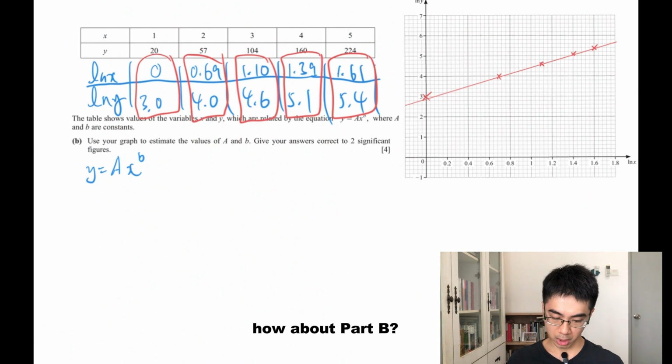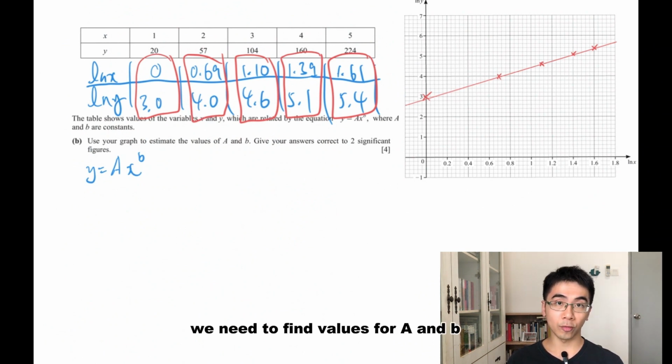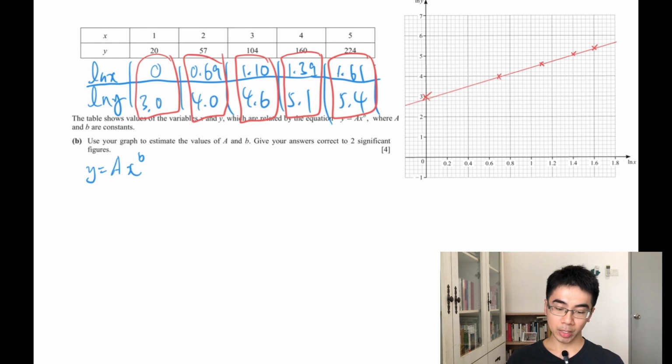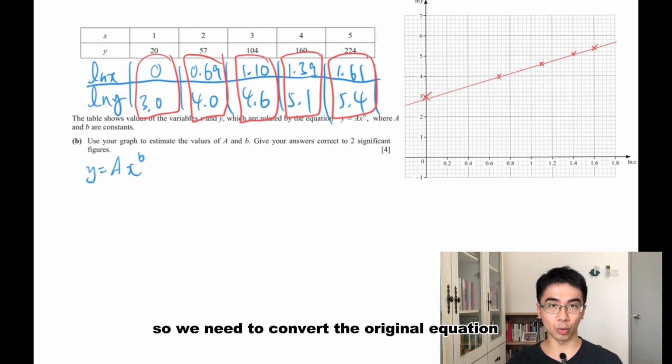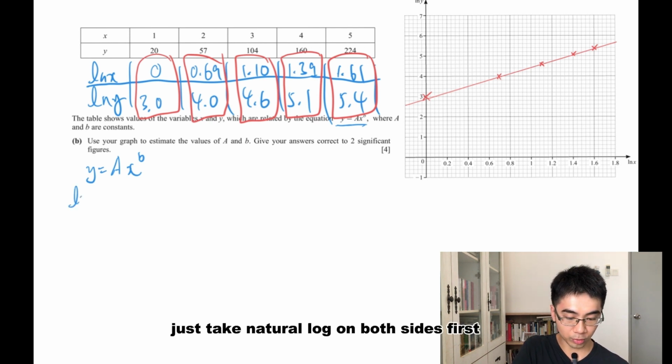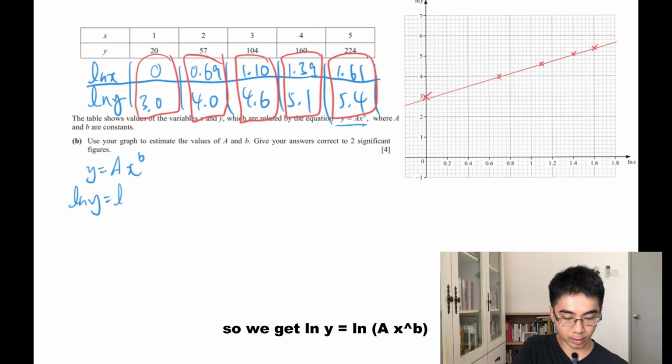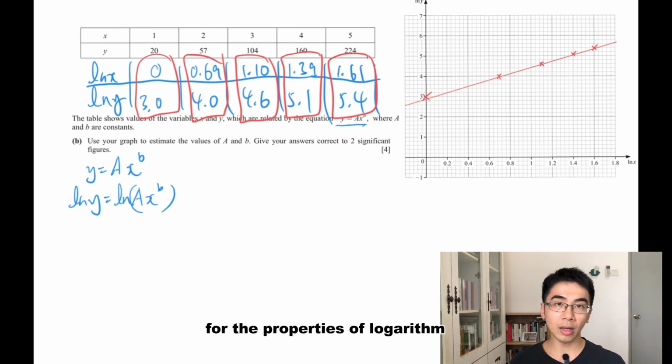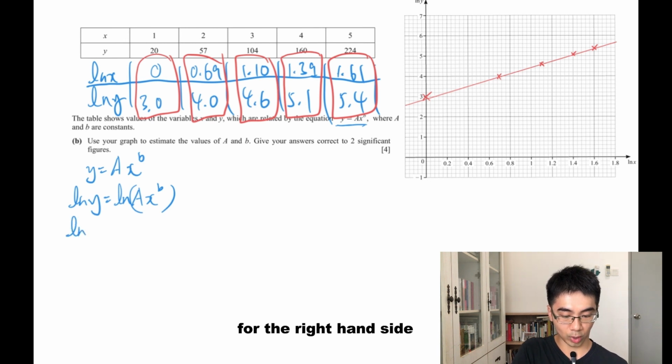How about part B here? This time we need to find the values for A and B. But we haven't got an equation about natural log x and natural log y, so we need to convert the original equation y is equal to ax to the power b into terms of natural log y and natural log x. But how to do it? Just take natural log on both sides first. So we get natural log y is equal to natural log of a times x to the power b. But for the properties of logarithm, we can separate the right hand side.